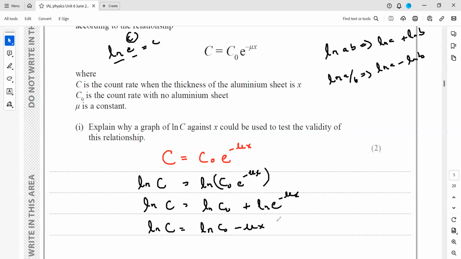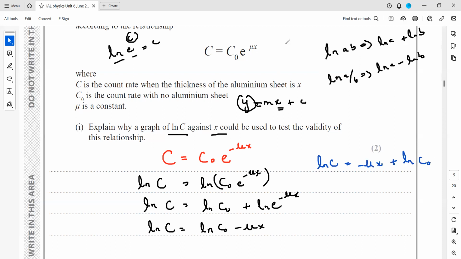Now if we rearrange, because we want to plot a graph between ln C and x, we want the equation to be y equals mx plus c. The quantity we are plotting on the y-axis should be separate from the quantity on the x-axis. So if I rearrange this equation, it turns out to be ln C is equal to minus mu x plus ln C naught.